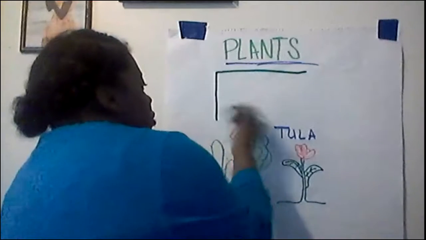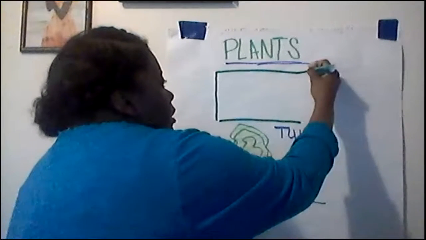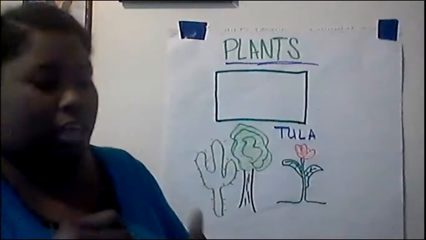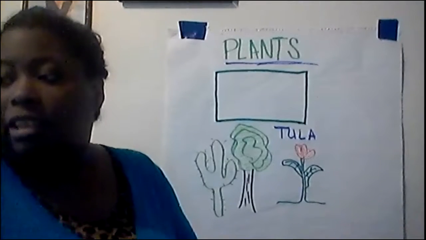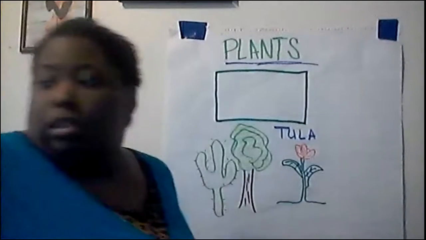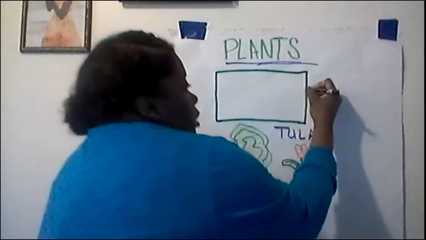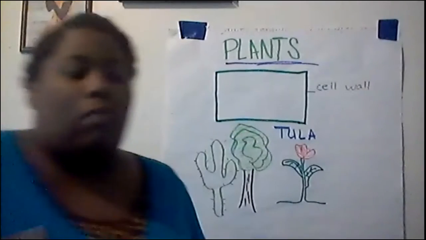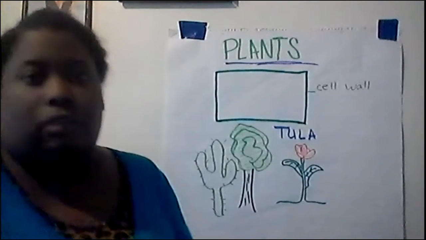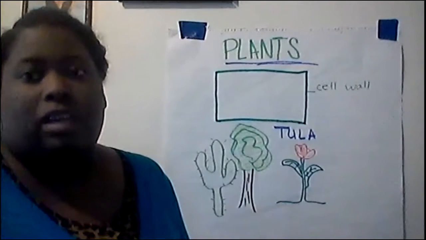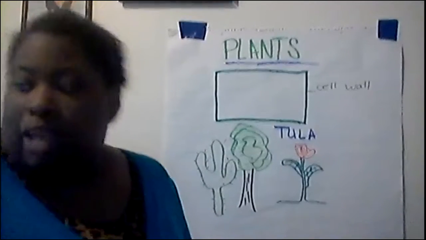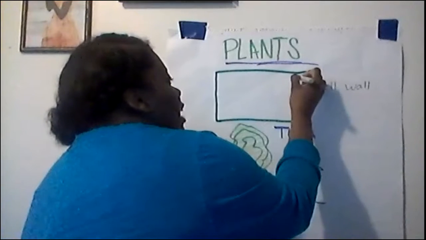So Ms. Davis is going to draw a plant cell. Most plant cells are quadrilateral in shape. That means that they have four sides. All plant cells have a cell wall. The cell wall is the outermost layer of a plant cell, and it decides what comes in and out of the plant. It's an important structure because the cell wall decides if water comes in and out of the plant.